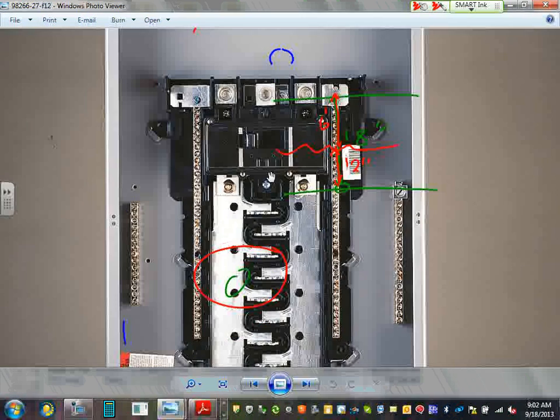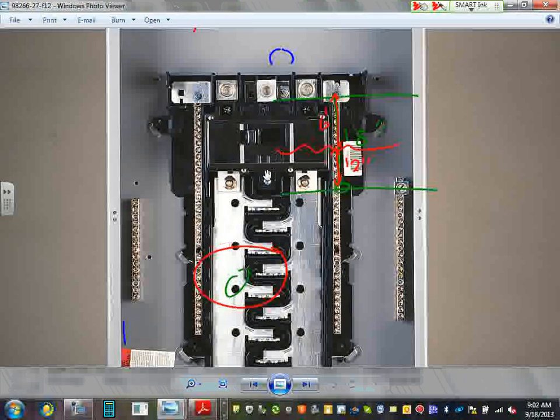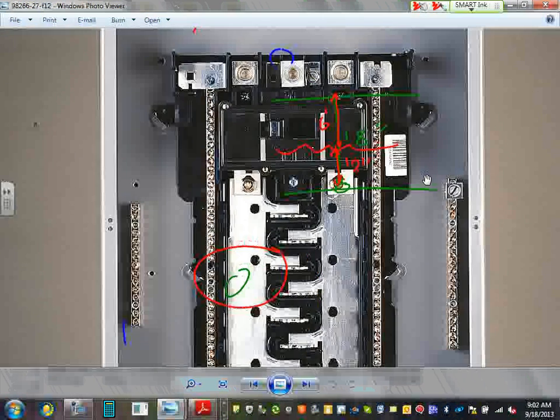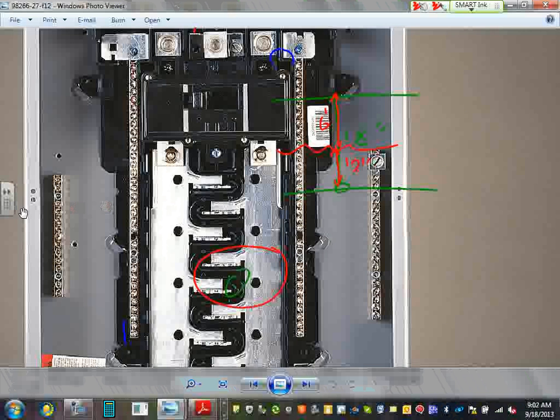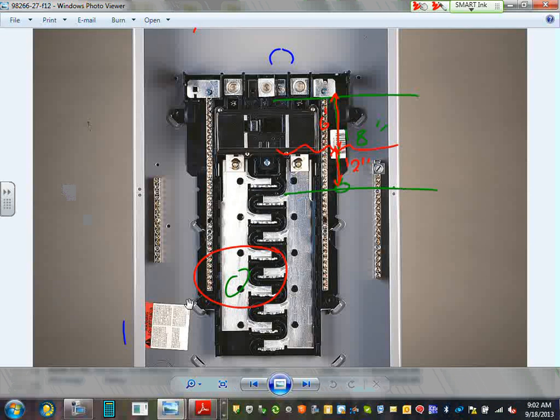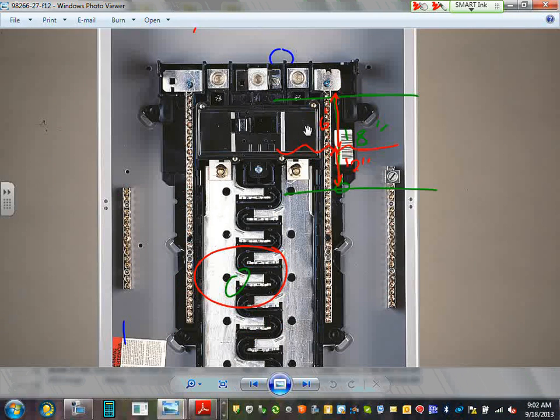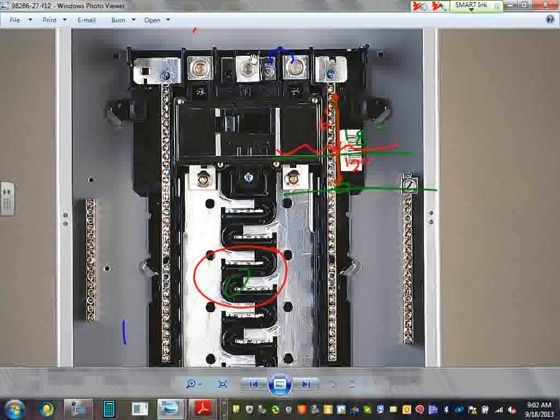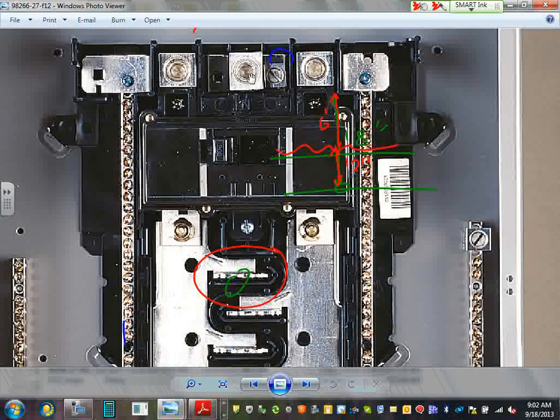Here's your panel, guys. You probably have seen panels. So you're going to have your neutral bar, your ground bar right here. You bond them together if you're at the service. Then you bring your two hots here and your neutral. I don't know if you guys can see that neutral coming in right here. You land your neutral here.